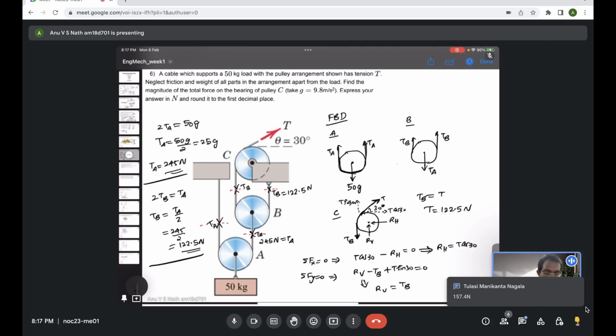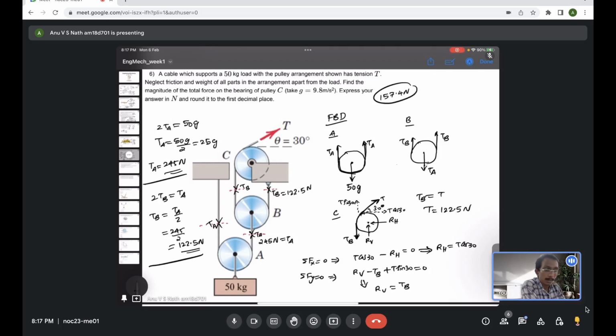Okay, so now we have an answer in the comment, 157.4 Newton. So we'll check that. I was talking about RV, the vertical support reaction from the second equilibrium equation, which is TB minus T sin 30. Remember T we already evaluated, which is 122.5 Newton, equal to TB. So we can just evaluate RH as T cos 30.